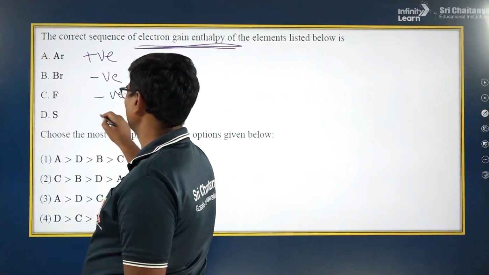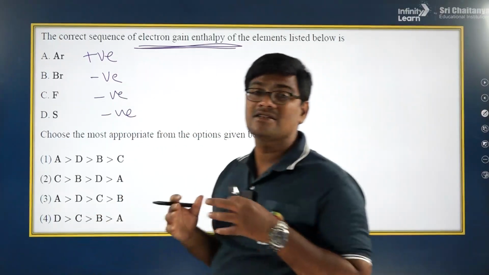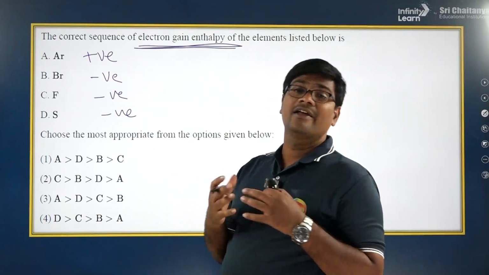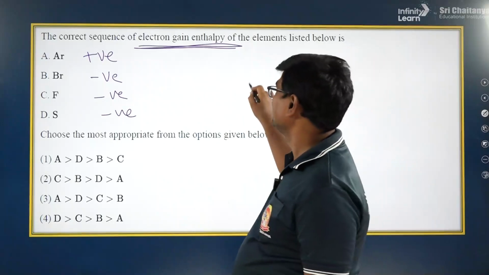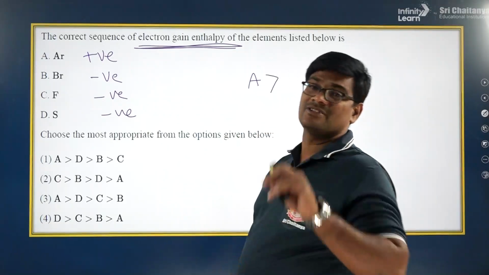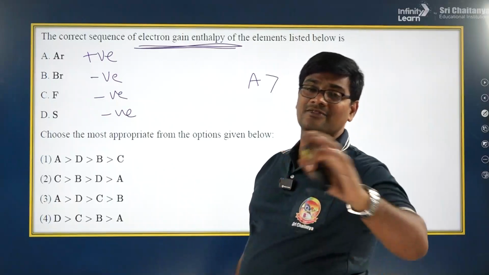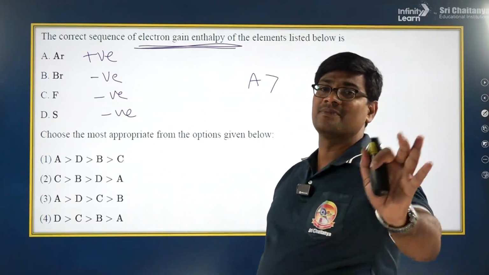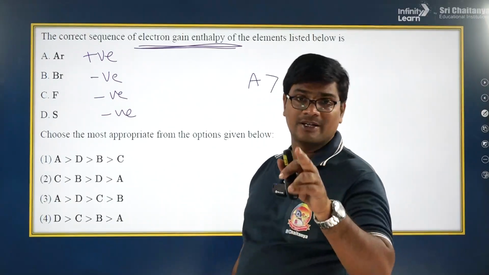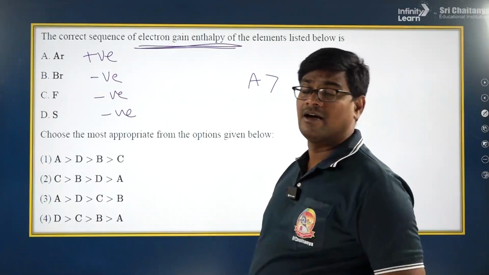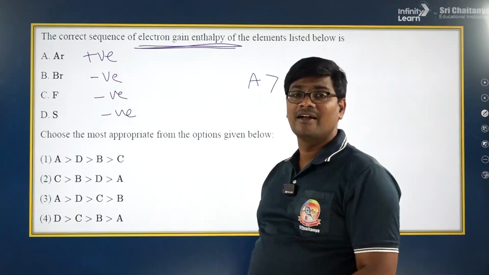Negative and negative and negative. That means which has the highest electron gain enthalpy? Argon. A is greater. So you make the mistake by considering fluorine as the highest one. But here they don't mention negative electron gain enthalpy. They mention simply electron gain enthalpy. Therefore, you have to be careful. So argon has the highest value because a positive value is more than a negative value.